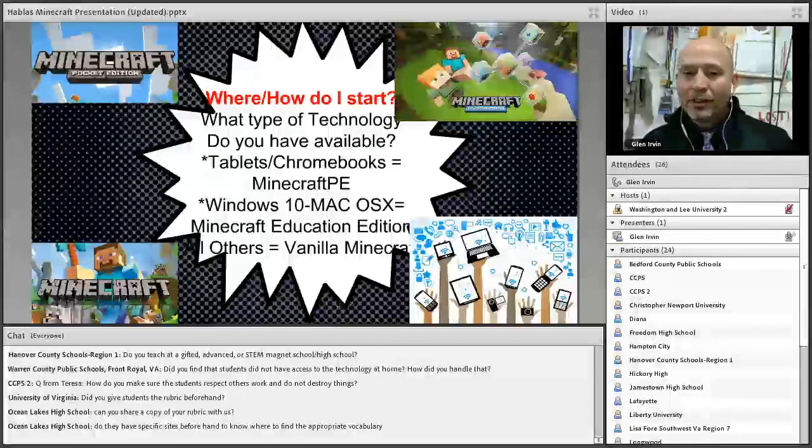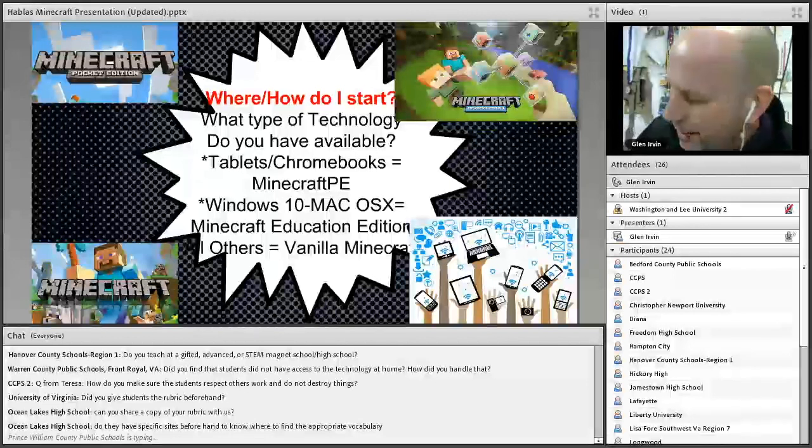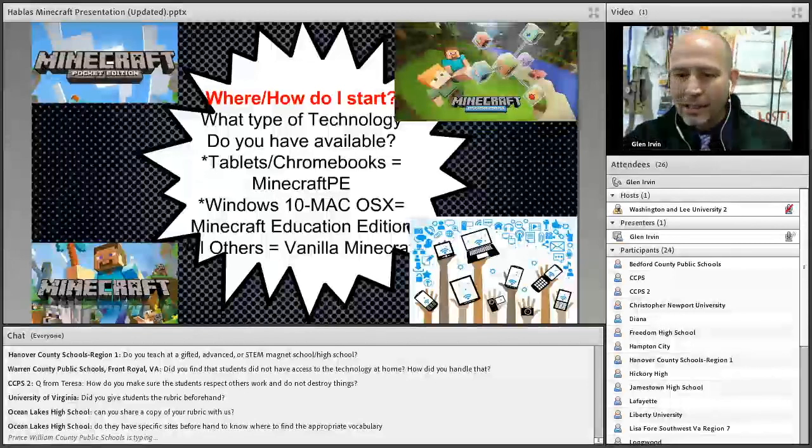My next slide is about where and how do I start, or what type of technology do I need. I don't know why it has Chromebooks there, because Chromebooks don't work. Maybe Pocket Edition does work on Chromebooks, but I'm almost positive that it does not. So it says, what type of technology do you have available?